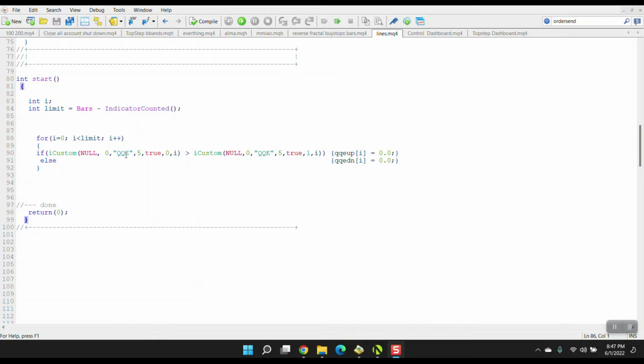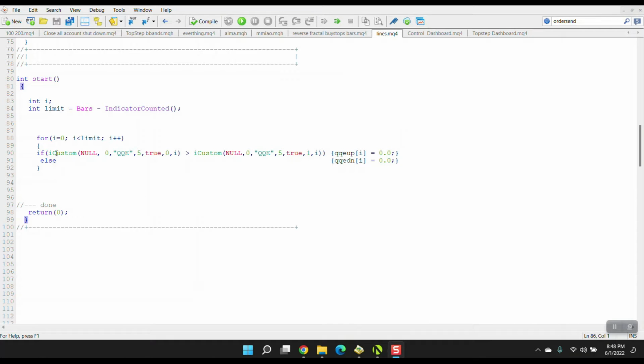It's saying if the QQE is greater than its signal line, then QQE up equals 0. Now, if you think about it, if the QQE isn't greater than its signal line, then it has to be less than or equal to its signal line. So if the QQE is greater than its signal line, up equals 0. Otherwise, or else is what the term is, QQE down equals 0.